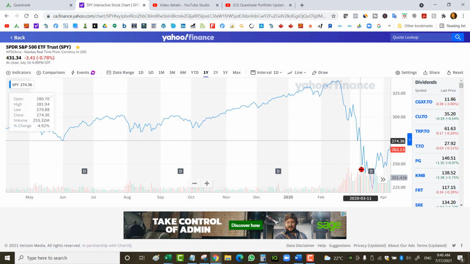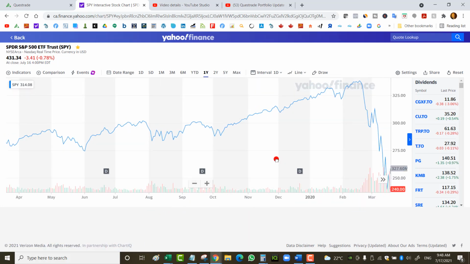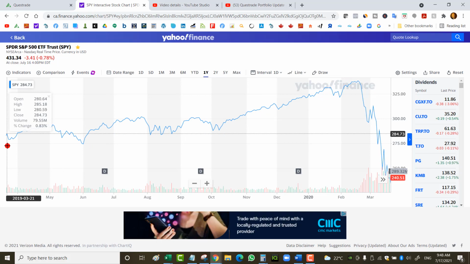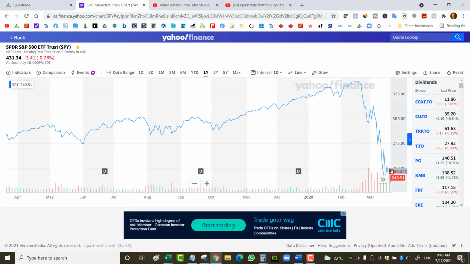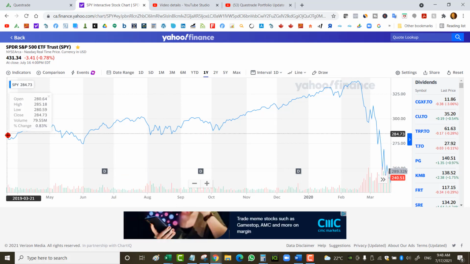Now this is an exaggeration because it went through March 2020, but it's possible. So SPY would have been at 284, it would have gone all the way down to about 240, even lower actually. So I would have lost in that year. So that would have been a 12-month period where buying the index would have been negative.